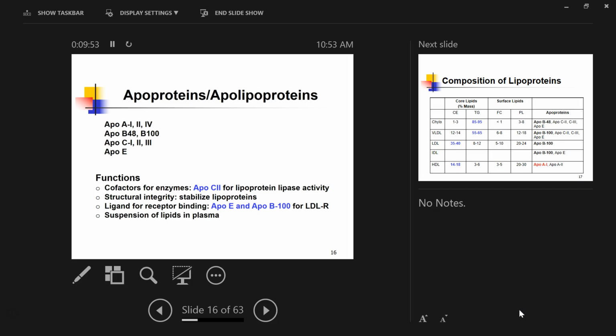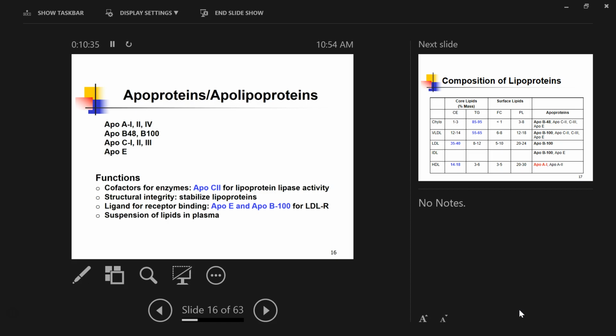Okay, so apoproteins or apolipoproteins. Again, this type of protein is usually present on the surface of a lipoprotein complex. There are actually several different types of apoproteins. They have ApoA 1, 2, and 4, ApoB, which basically has two types, B48 and B100, ApoC 1, 2, 3, and ApoE, right? So these are the apoproteins that are usually present on the surface of a lipoprotein.